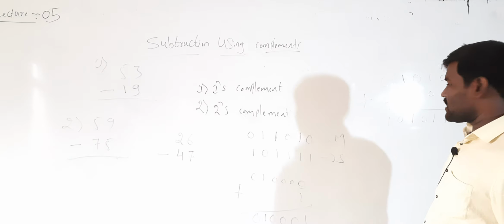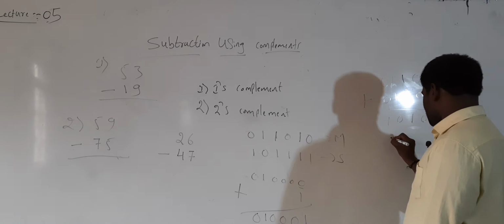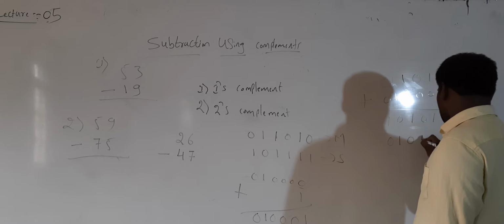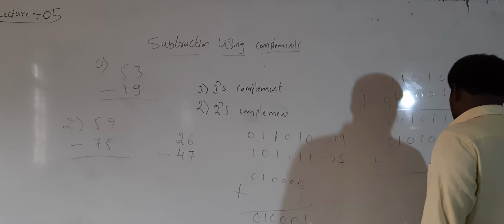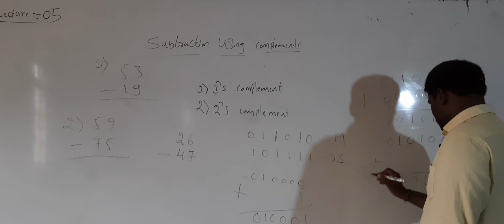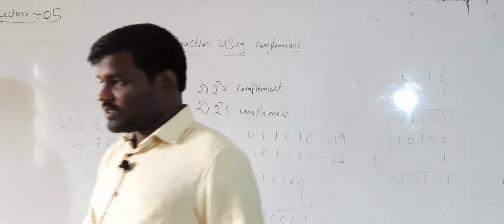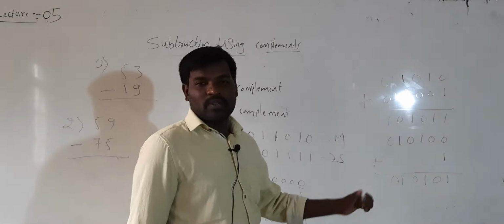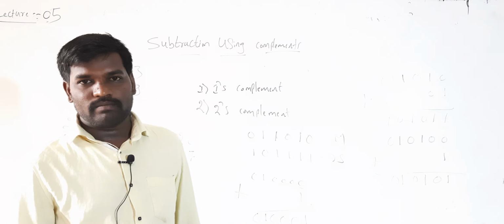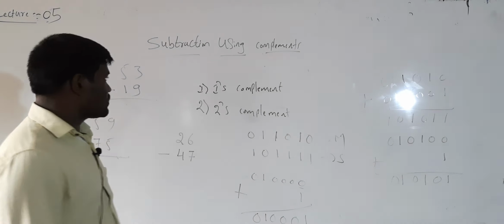So after adding, again you can apply the 2's complement, that is 0, 1, 0, 1, 0, 0 plus 1, 0, 1, 0, 1, 0. So finally you will get the result as 0, 1, 0, 1, 0, 1, 0, 1, 0, 1. So it is equal to minus 21. Minus 21. Okay.